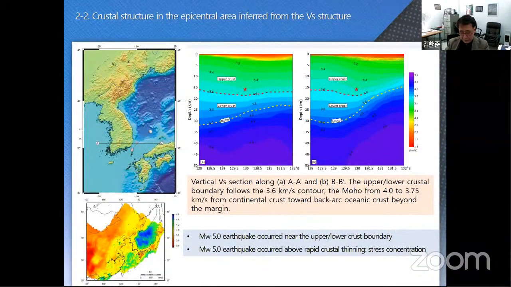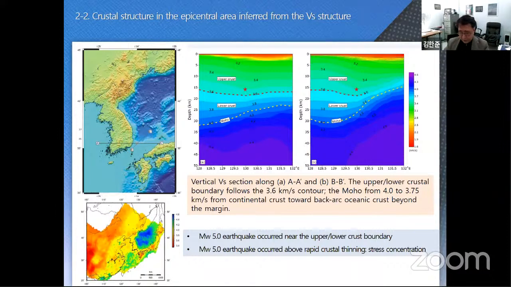We can infer the crustal structure in the epicentral area by looking at the shear wave velocity vertical sections. Previously, I interpreted that the upper and lower crustal boundary is represented by the shear wave velocity of 3.6 kilometers per sec, and the Moho depth by shear wave velocity decreasing from 4 to 3.75 kilometers per sec toward the back arc oceanic crust. Therefore, we can see the focal depth of the magnitude 5 earthquake at 16 kilometers is near the upper and the lower crustal boundary.